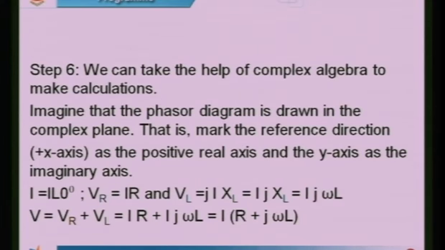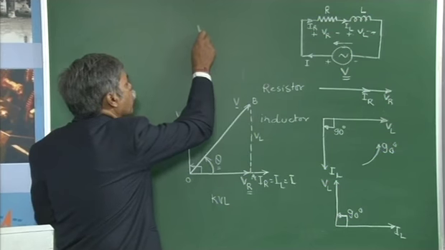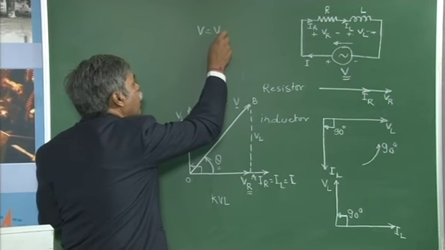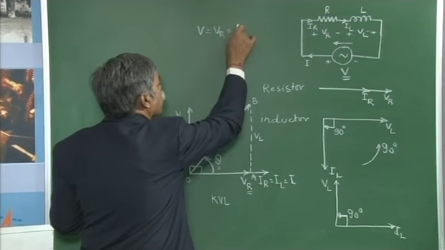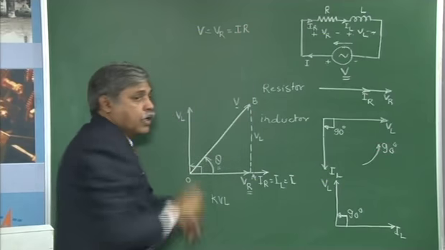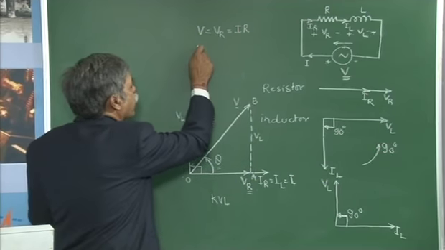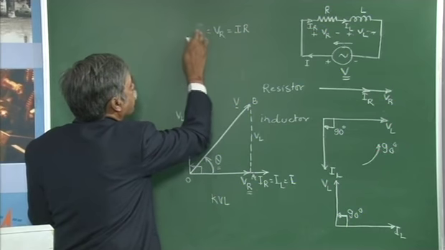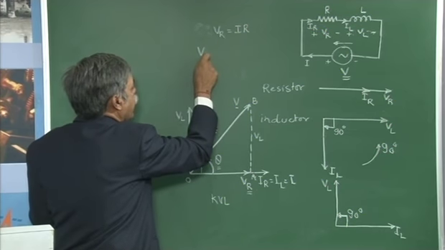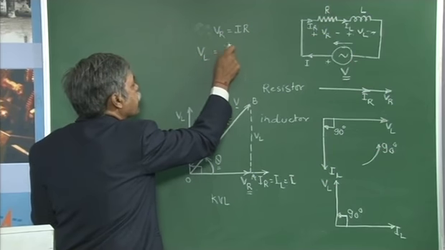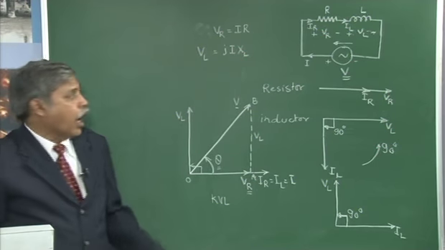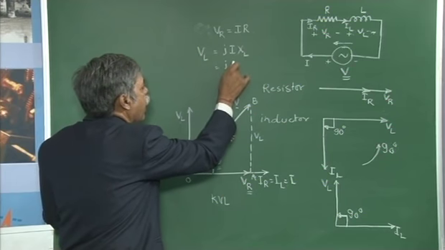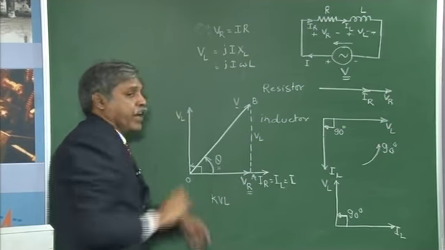Now, using complex algebra, we can write down the circuit like this. The total voltage V is equal to VR plus VL. VR is along the reference, and VR is also equal to I times R. Then the voltage drop across the inductor, VL, is equal to J times I XL, as we saw yesterday, or I times J XL, or it is J I omega L also I can write.